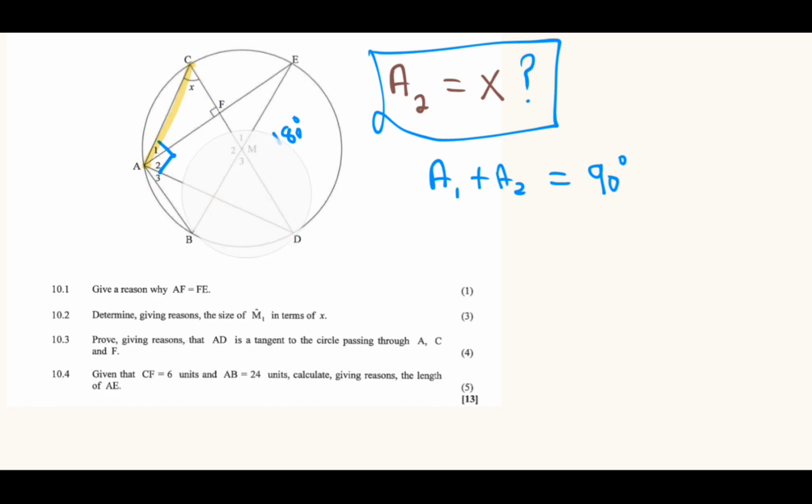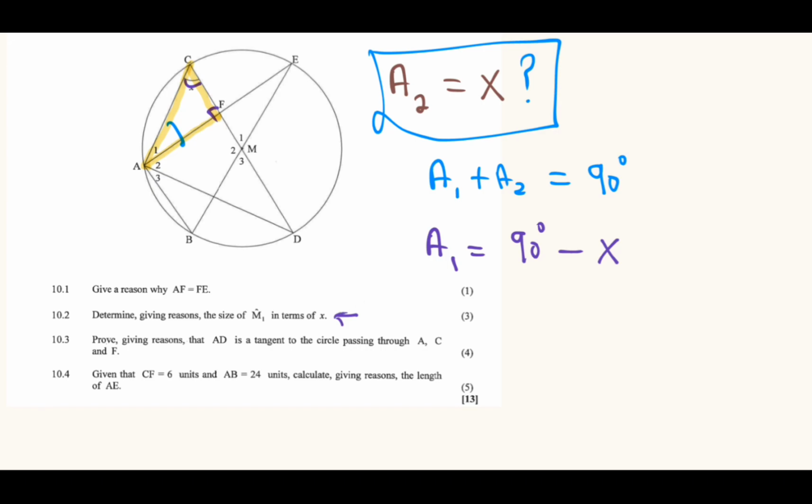And if we were to also draw this triangle, we have already proved from 10.2 by drawing this triangle that A1 will be equal to 90 degrees minus X, because the angles which are inside must add up to 180 degrees. So we got that A1 is equal to 90 degrees minus X from 10.2.